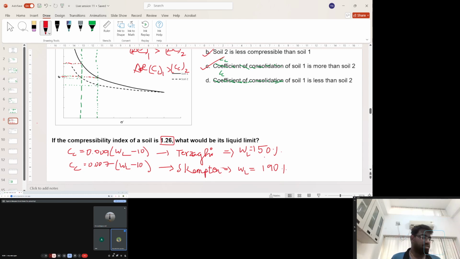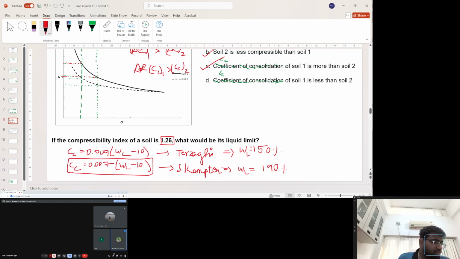If you don't mention the author, which formula do we have to pick, sir? We assume that. Usually we use Skempton's, because it's clays. But in a competitive exam, if the author isn't mentioned, how do we pick? Usually they will mention it. Otherwise, usually Skempton is used.